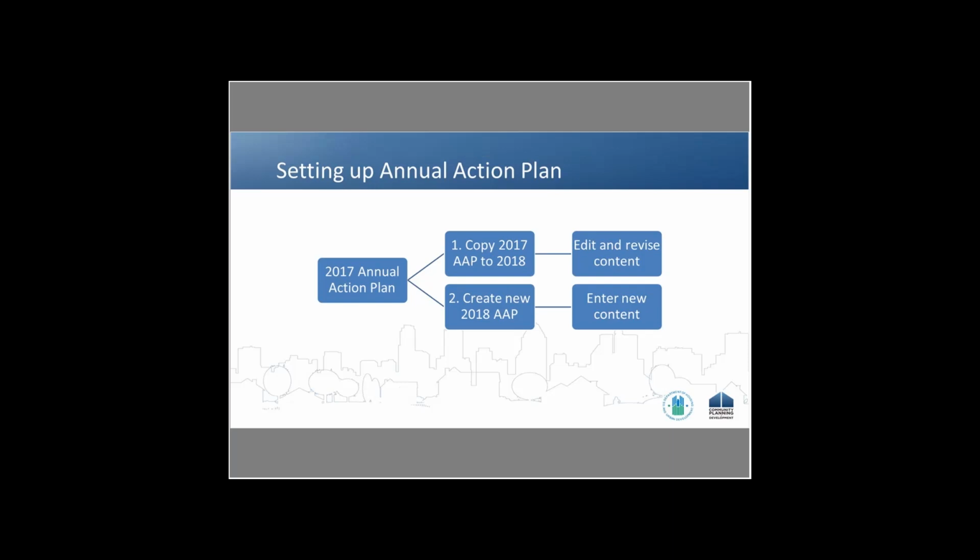Alternatively, you can create a new blank 2018 action plan, and you can enter new content to match up with what exactly you're doing in 2018, and not go back through and make sure that you're revising and updating everything, but just start from a blank template. Both work. Those instructions that we referenced, we'll send out to you, and if you have specific questions later on in today's session, we can go into IDIS and demonstrate how to do that setup. But you can either copy or you can create a new 2018 action plan.